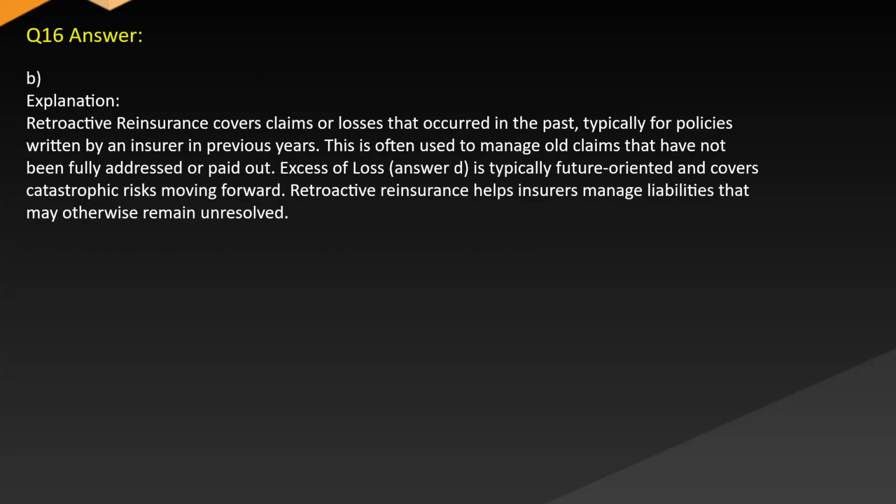Answer: B. Explanation: Retroactive reinsurance covers claims or losses that occurred in the past, typically for policies written by an insurer in previous years. This is often used to manage old claims that have not been fully addressed or paid out. Excessive loss, answer D, is typically future-oriented and covers catastrophic risks moving forward. Retroactive reinsurance helps insurers manage liabilities that may otherwise remain unresolved.